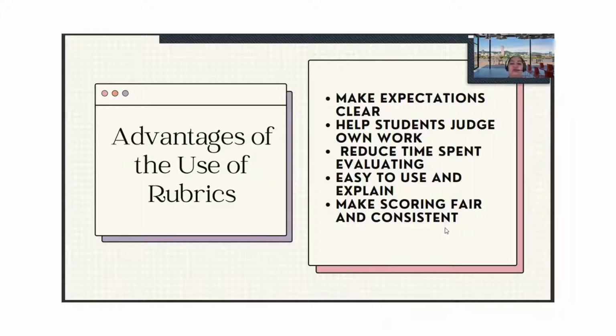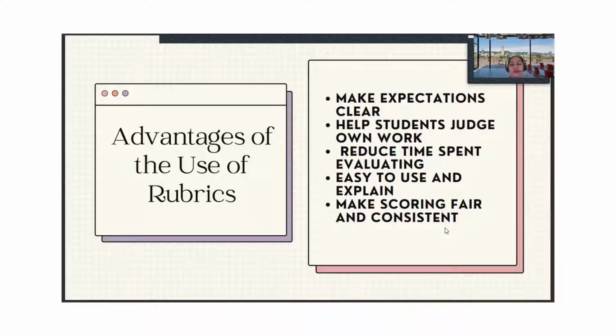And then next is reduce time spent evaluating. So it's actually helpful for a teacher. It would really reduce our time in evaluating the student's performance. Kasi i-check mo lang o kaya ilalagay mo doon kung anong behavior yun na, anong expected numbers doon. Like for example, we normally use 1 to 5. So 5 ba siya, 4 ba siya, 3 ba siya, 2 ba siya, or 1 lang yung nabigay. You can just rate. And then next is easy to use and explain.